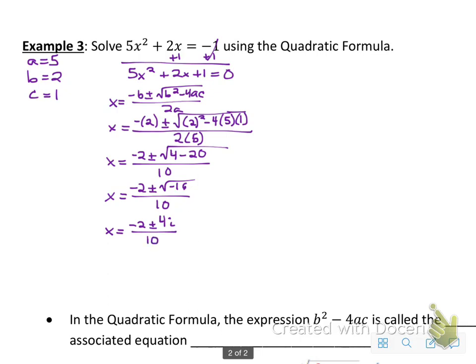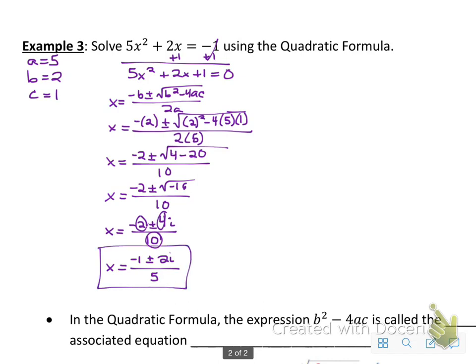And then over 10. But just like in example 1, if you look here, we have a 2, a 4, and a 10. And 2, 4, and 10 are all divisible by 2. So we're going to divide them by 2. Negative 2 divided by 2 is negative 1. 4 divided by 2 is 2. And 10 divided by 2 is 5. So this is our final answer.